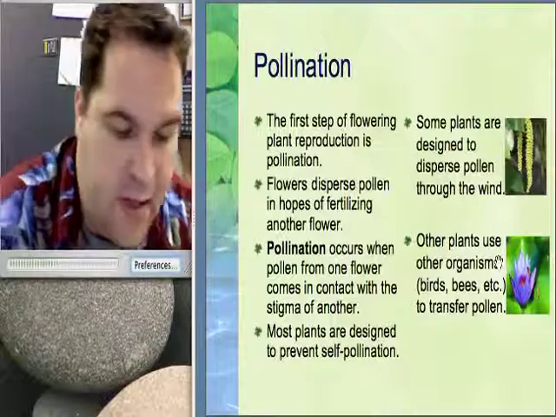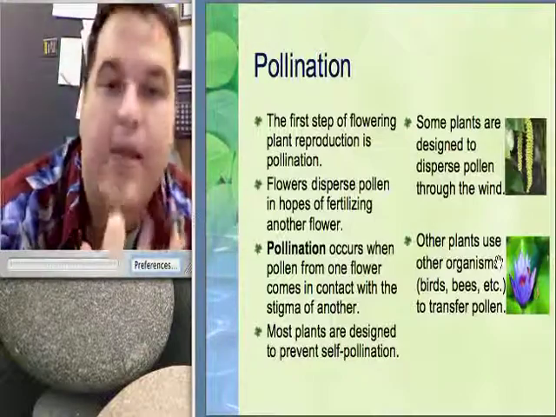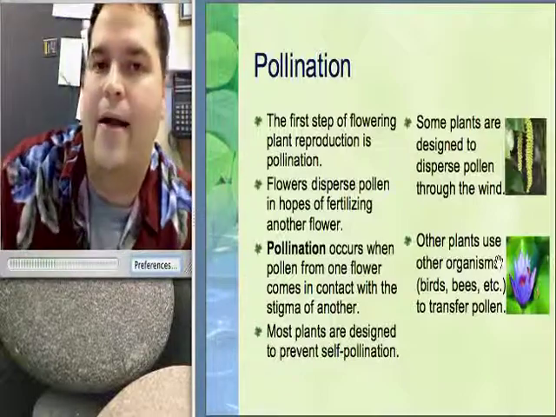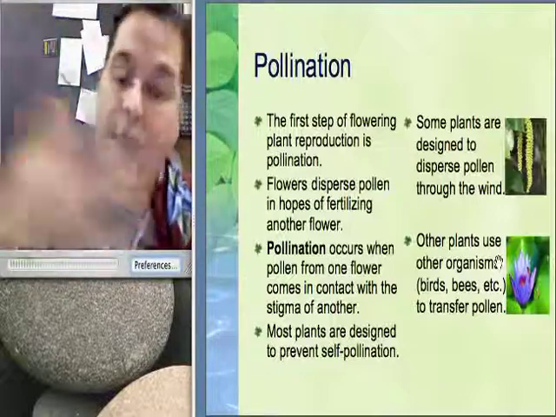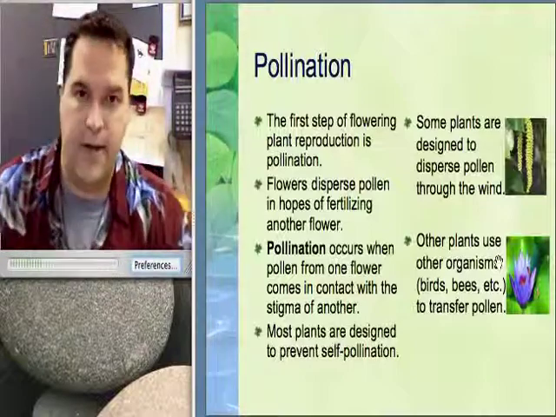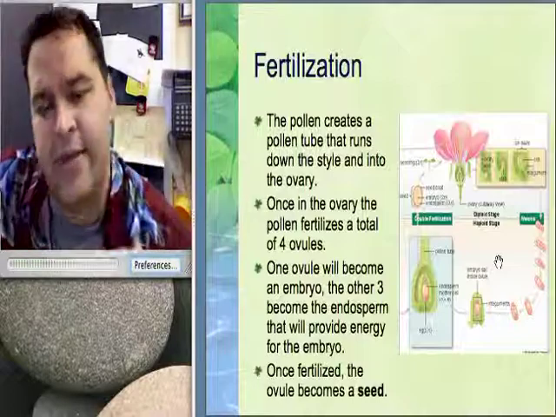But here's what happens. They will fly into a flower, they'll get pollen, but it'll be all over their body, and then they go to another flower to get more pollen, and then that pollen falls off their body onto the stigma, and then we have pollination occurring. So that's two ways that pollination can occur. The next step is fertilization.